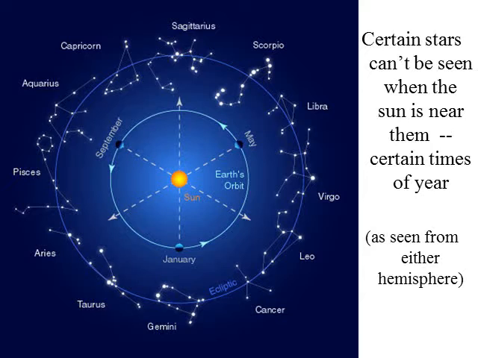If you want to see Leo, September's not a good time to do it. The sun would be in Leo in September. What this means is there are certain stars you cannot see, certain constellations you can't see. For example, Gemini is difficult to see in the summer. That's near my favorite constellation, Orion, so you can't see Orion in June.